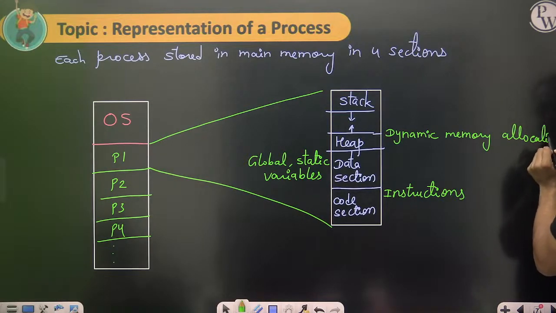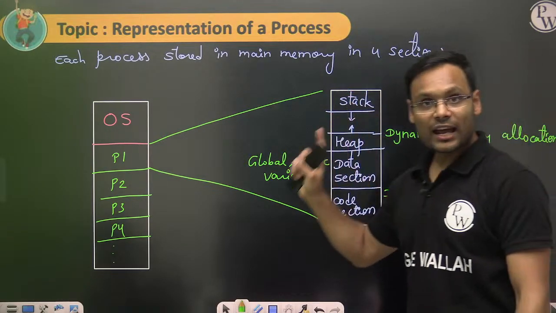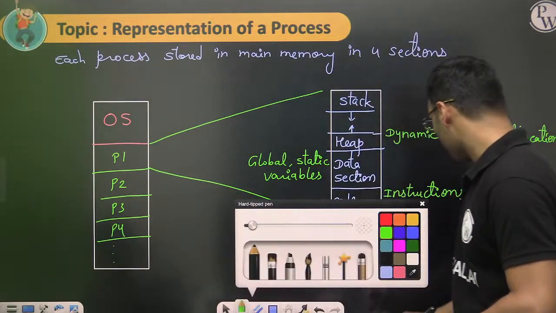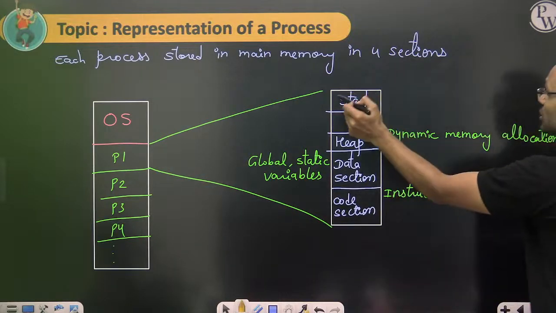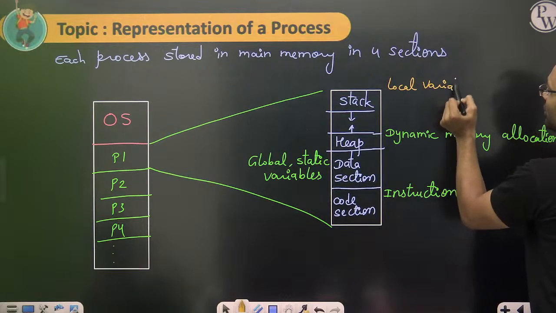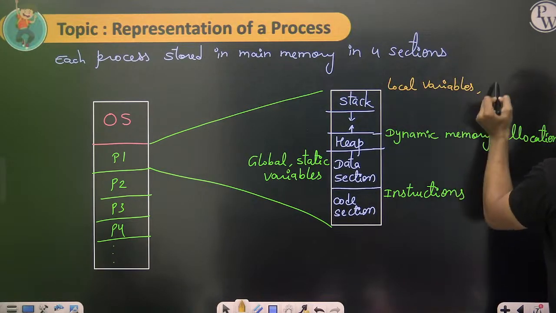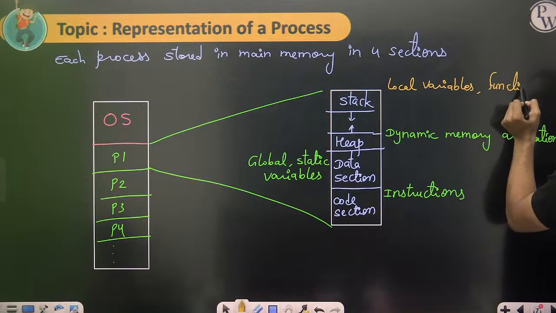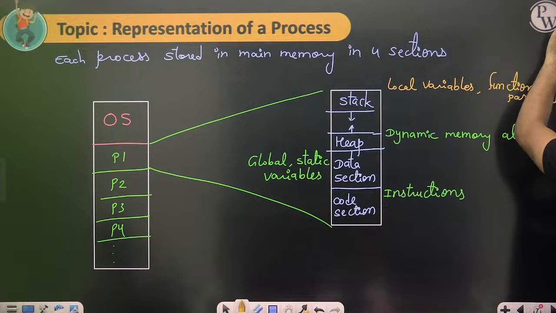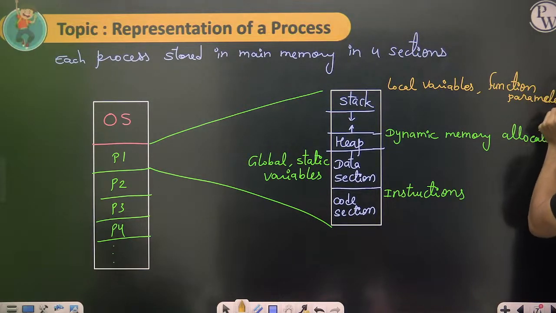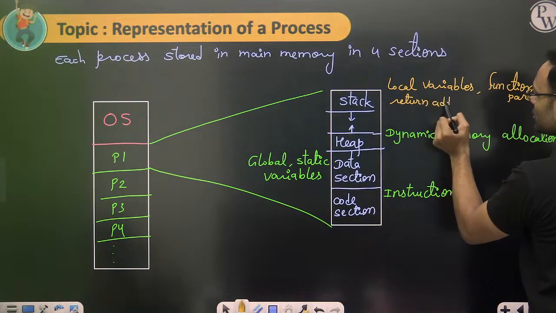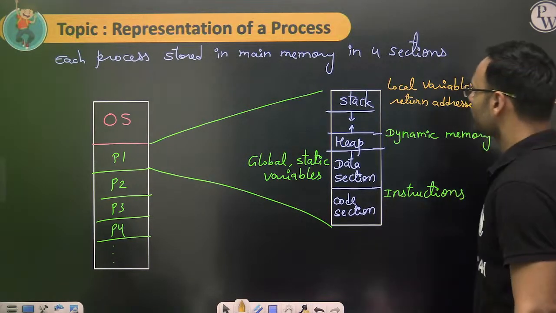And what about the stack, sir? This stack, we talk about it a lot in COA. Too much. When you learn COA, you talk about it too many times. Yes, a stack is used to store all your local variables. If you are calling a function with some parameters, then the function parameters and return addresses are stored there. And many such things are there in the stack.